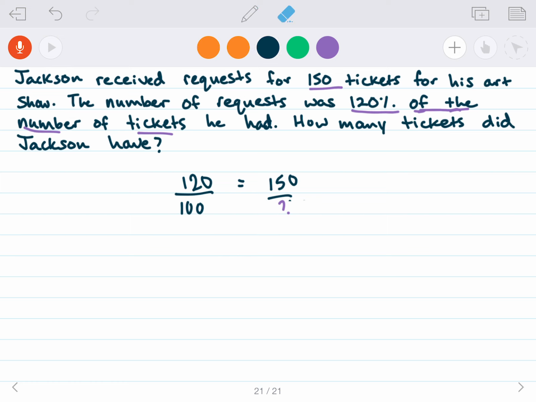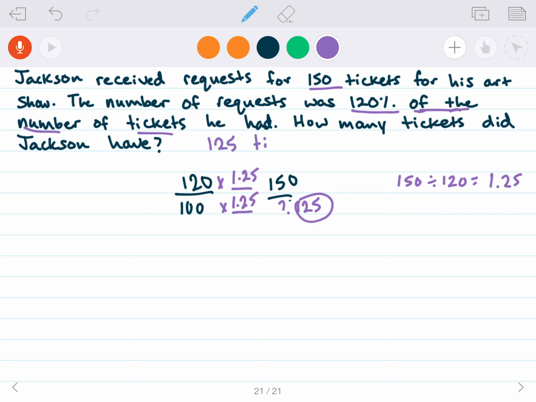So on the top, we want to know 120 times what is 150 so that we can do the same thing at the bottom. And to figure out what that magic number is, we just have to do 150 divided by 120. And we get 1.25. So I'll multiply top and bottom by 1.25. And I get 125 on the bottom. So that's my answer. How many tickets did he have? He had 125 tickets.